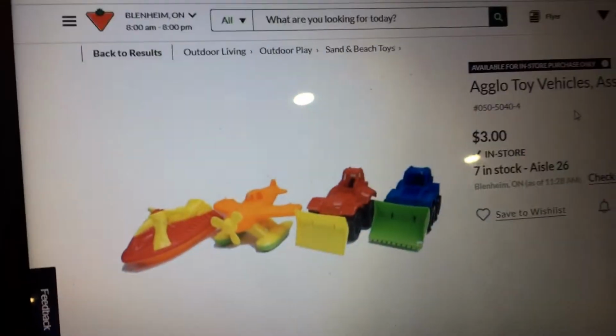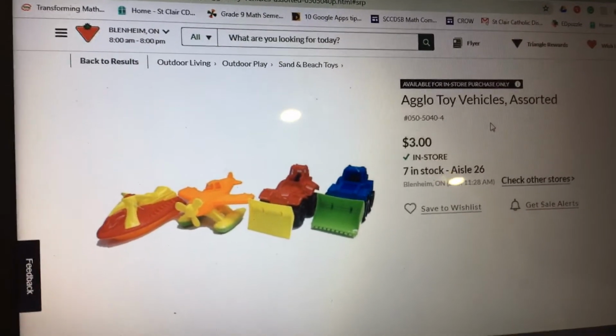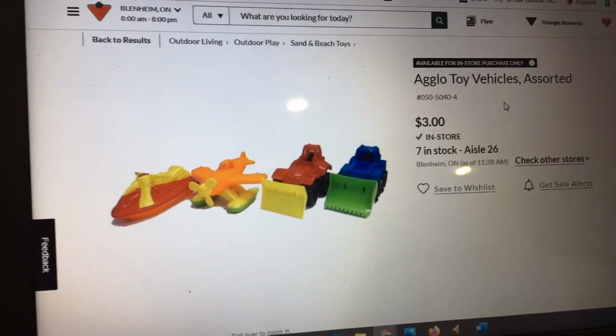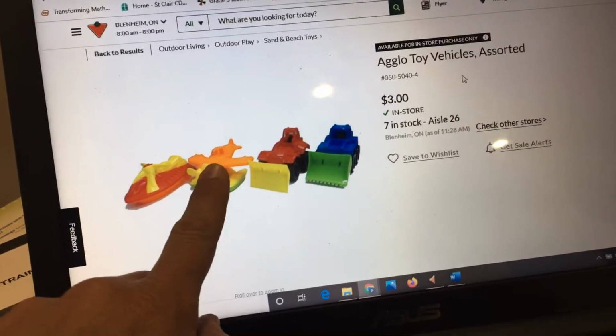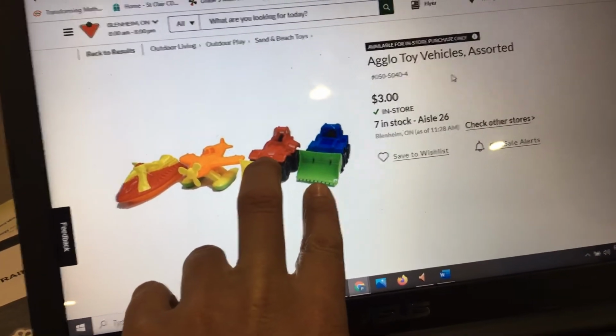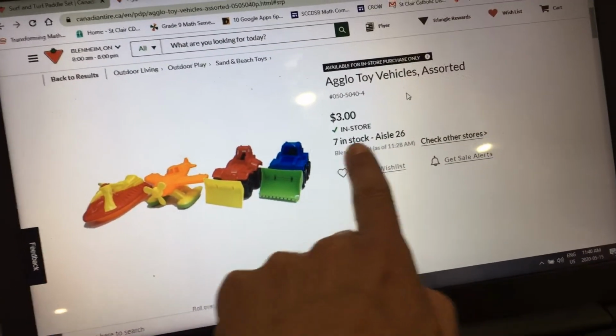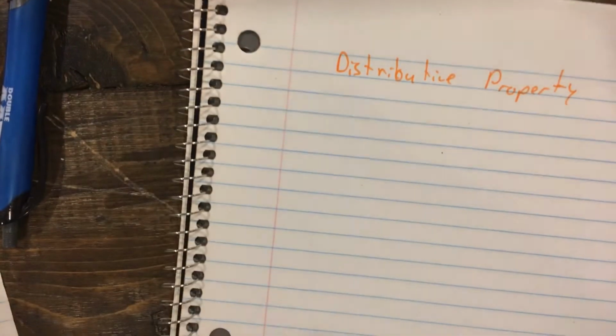Here is the Canadian Tire website. And look at that. Some really nice toys to play with on the beach or in your sandbox or wherever. Okay? And I have one boat, one plane, and two trucks. And look at it, there's 7 packages in stock in Blenheim. Okay, so let's take a look at this.